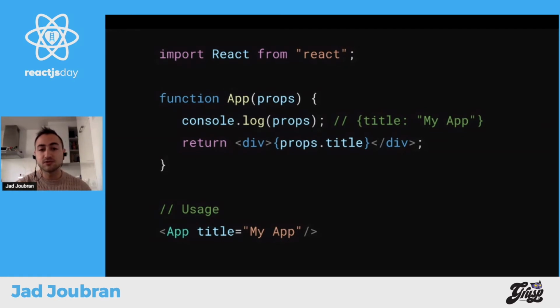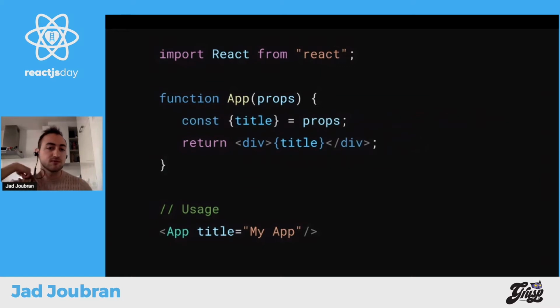Now this gives us the opportunity to use object destructuring. And if you look at other people's code on the internet, you will very often see this. So const, and we destructure the title from the props. And you can do that because the props is always going to be an object. And then you can immediately render the div with a title variable.